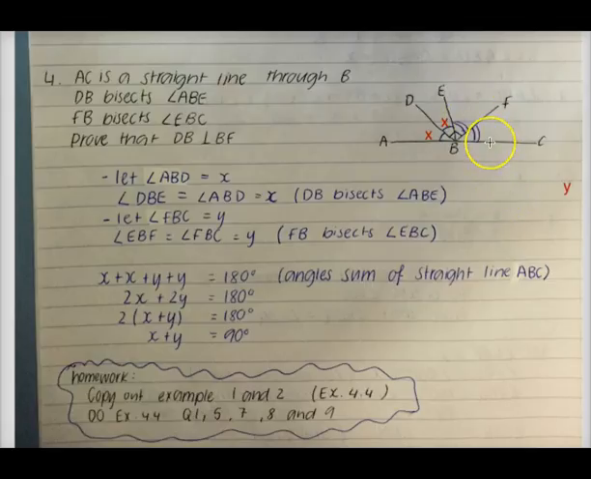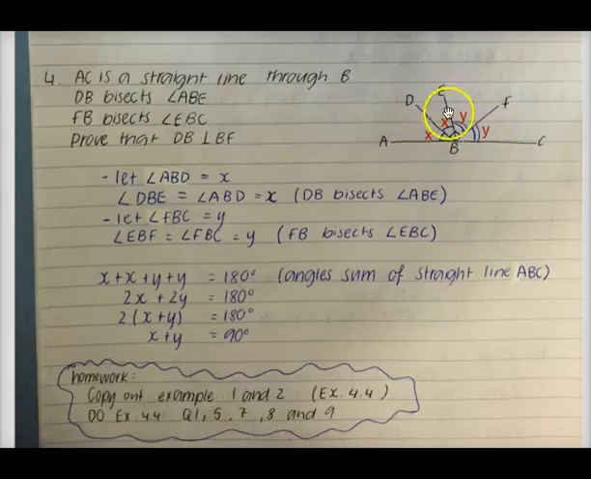Now we're going to do the same thing over here. The thing is, we do not know if these are both X. They do look a different size, and they more than likely are a different size. So we're going to let this angle down here equal Y. So let angle FBC equal Y. Because we know that FB bisects angle EBC, we can say angle EBF is equal to angle FBC, which is equal to Y. Reason: FB bisects angle EBC. So we've got X and X and Y and Y.